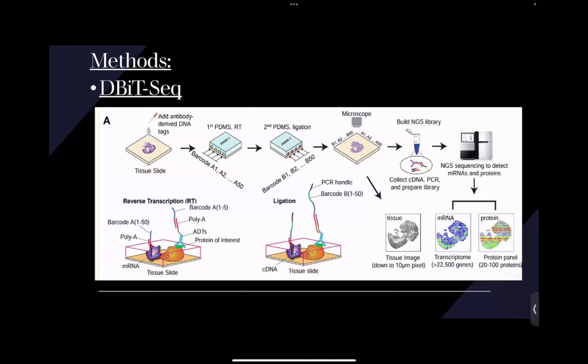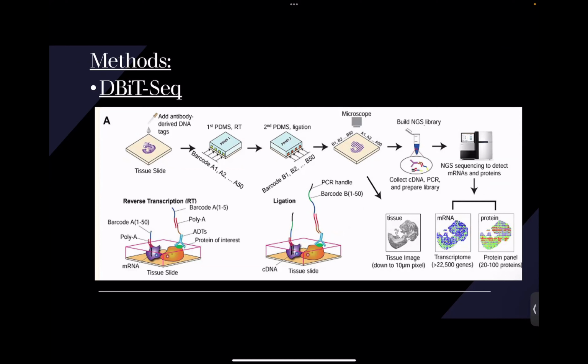So some of the methods we performed were DAVID-6. DAVID-6 is performed by first having an FFPE tissue slide of an AITL patient, and we stain the tissue with a cocktail of antibody-derived DNA tags that recognize target proteins. We use a custom-designed PDMS microfluidic chip with 50 parallel microchannels, and we align it with the tissue so that we can further put in the barcodes.